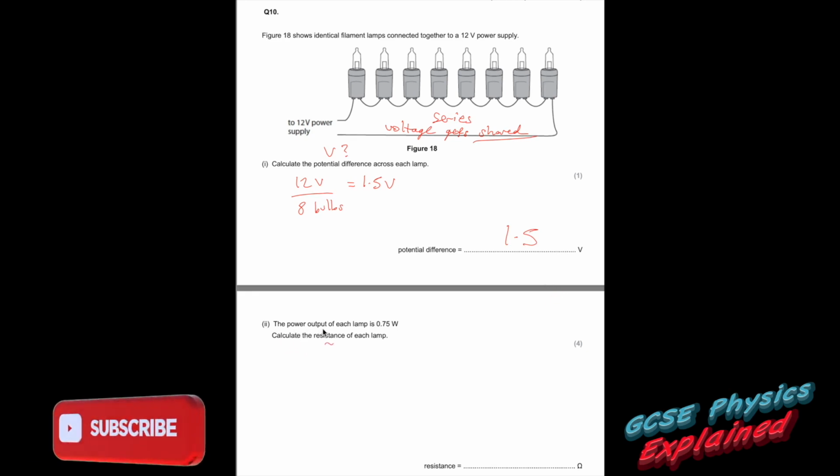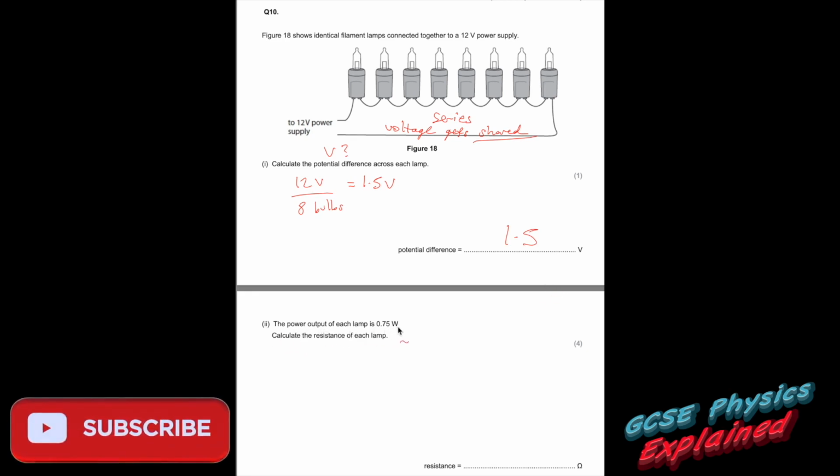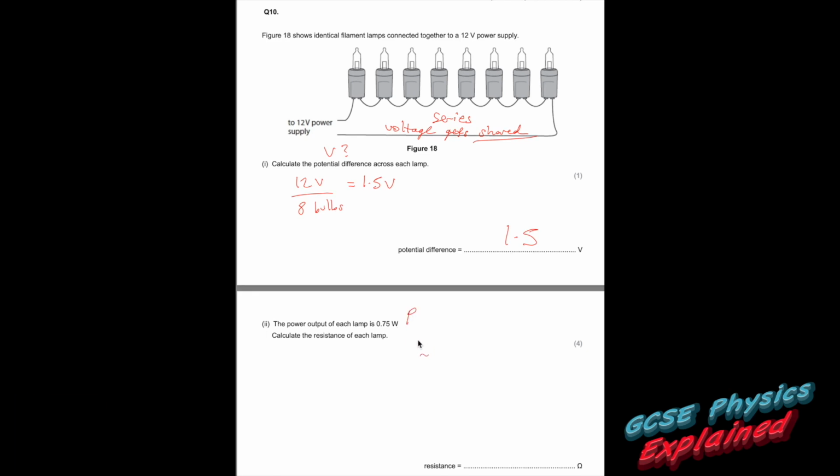Part 2. The power output of each lamp is 0.75 watts, so we know the power. Calculate the resistance of each lamp. And it's worth 4 marks. Okay, to get the resistance of something, if we start with Ohm's law, V equals I times R, we'll rearrange that. So R equals V over I. Since we're wanting to know the resistance of each lamp, we just use the voltage of each lamp, not the total voltage. 12, no, just 1.5 volts.